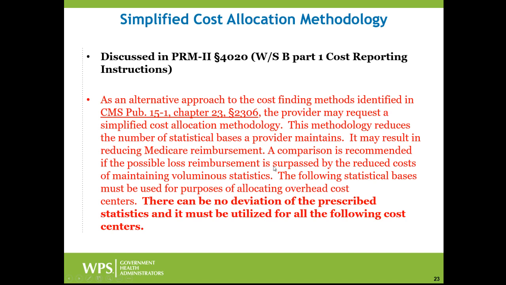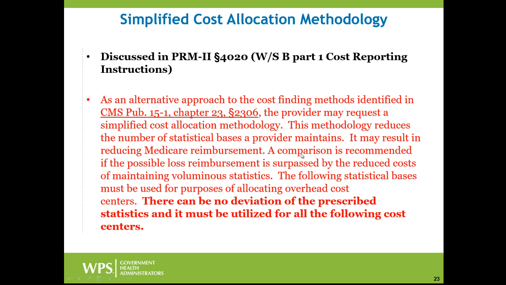Now this in red is a quotation from this instruction. As an alternative approach to the cost finding methods identified in 15.1 chapter 23 section 2306, the provider may request a simplified cost allocation methodology. This methodology reduces the number of statistical bases a provider maintains. It may result in reducing Medicare reimbursement. So you're doing it for simplification, not so much a reimbursement issue.